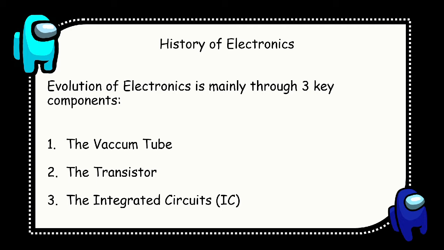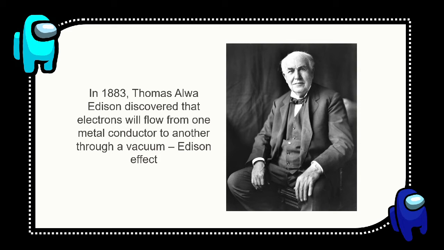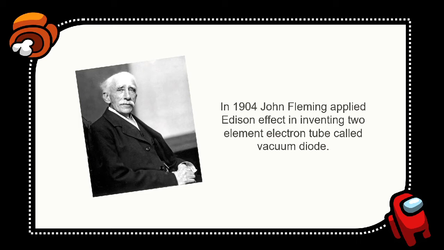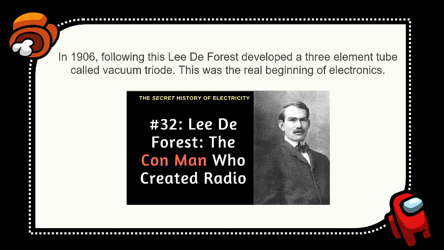In 1883, Thomas Alva Edison discovered that electrons will flow from one metal conductor to another through a vacuum. This discovery of conduction became known as the Edison effect. In 1904, John Fleming applied the Edison effect in inventing a two-element electron tube called the vacuum diode. And in 1906, Lee De Forest developed a three-element tube called a vacuum triode.